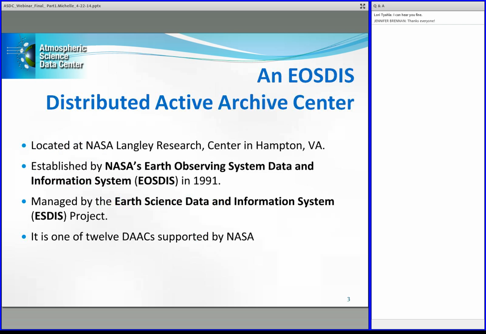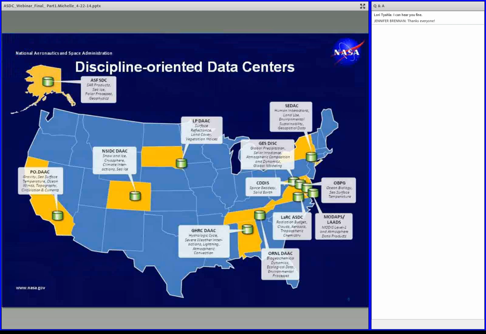NASA Earth Observing System Data and Information System is a key core capability in NASA's Earth Observing System program. It provides end-to-end capabilities for managing NASA's Earth science data from various sources like satellites, aircraft, field measurements, and various other programs. On our next slide, we'd like to show where our discipline-oriented data centers are located.